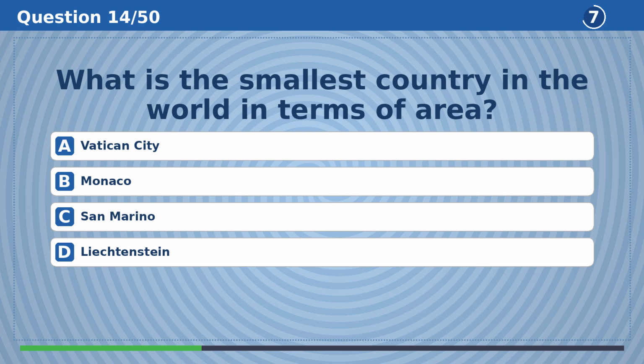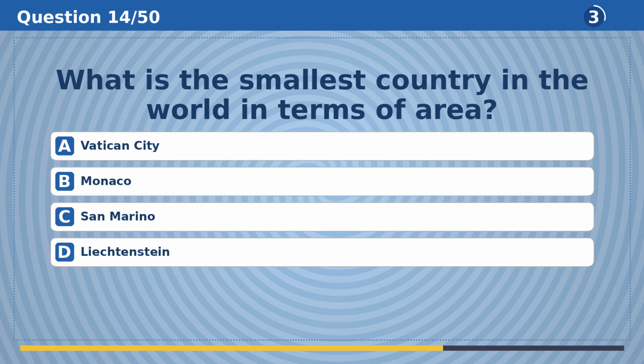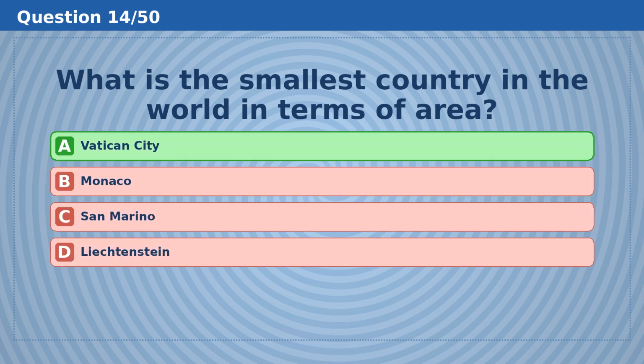What is the smallest country in the world in terms of area? The answer is A, Vatican City.